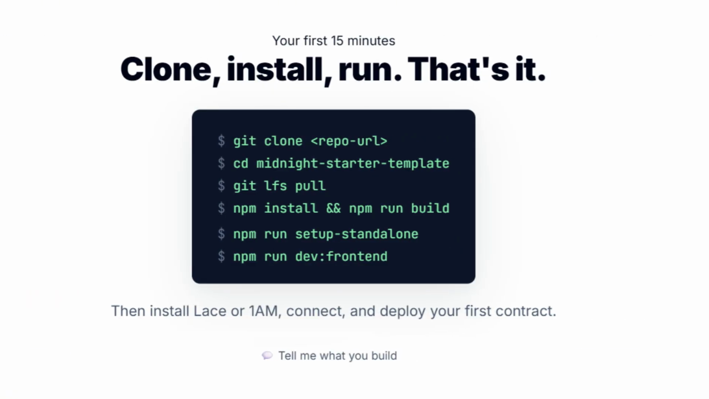Here's what I actually want you to do after this video. Clone the repo, pull the LFS files, install dependencies, and build. Then run setup standalone in one terminal and then front end in another. That's it. You will have a local Midnight dApp running in maybe 15 minutes. Then install Lace or 1AM, connect, and deploy your first contract.